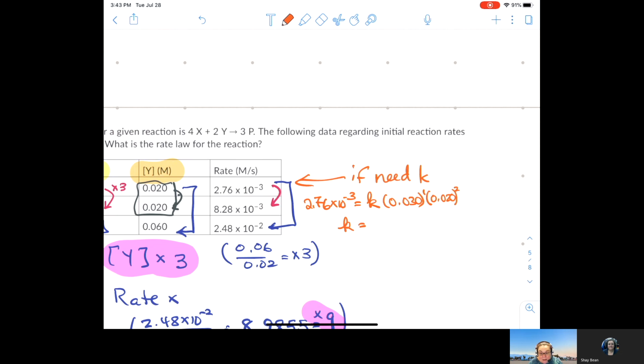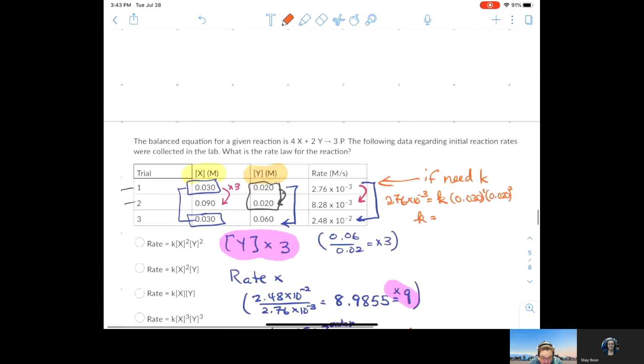I can double check that with trial 2. I should be getting the same K. I can double check that with trial 3. I should be getting the same K. If I don't get exactly the same K for every single trial, that means my orders are wrong. I hope that helps.